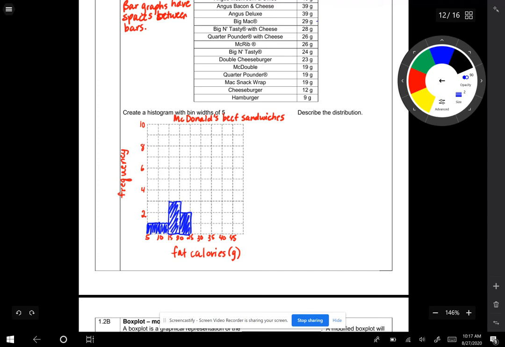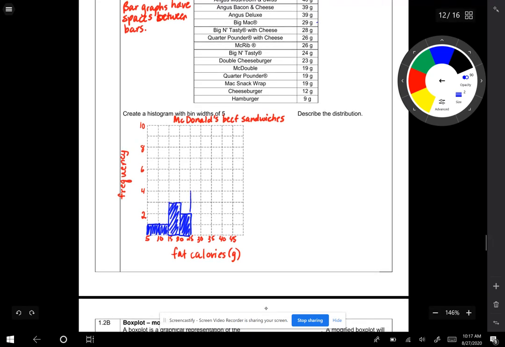For 25 to 30, we have 4. For 30 to 35, we have none because the next biggest is 39, and we have 2 of those. And then lastly, we have 2 sandwiches with 40 to 45 fat grams. And that's how we draw a histogram.